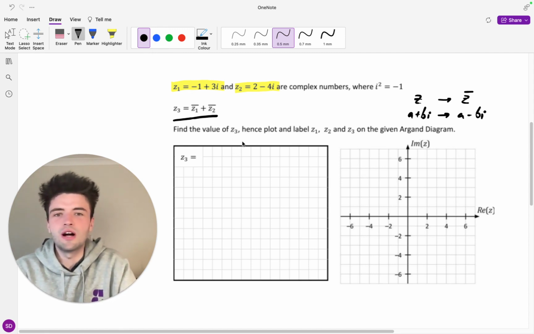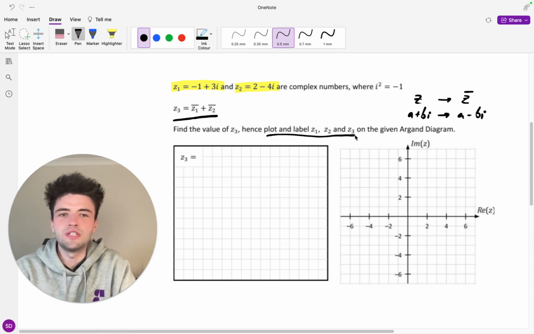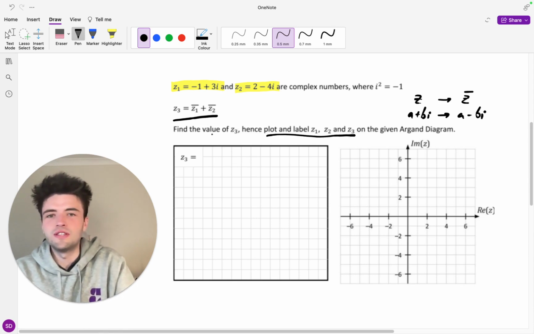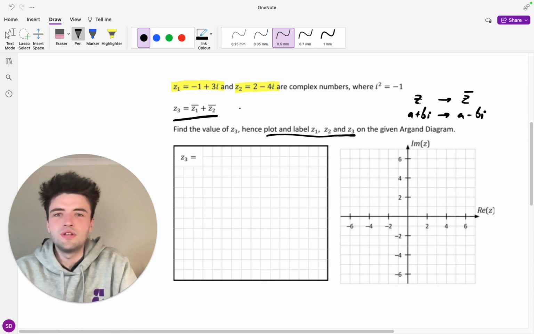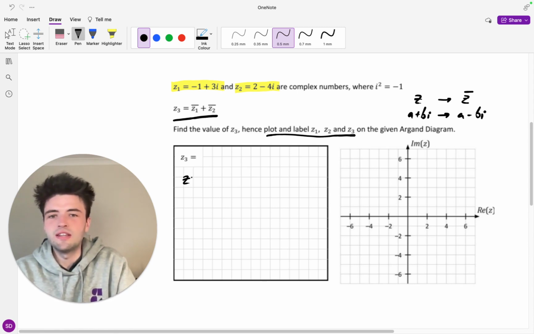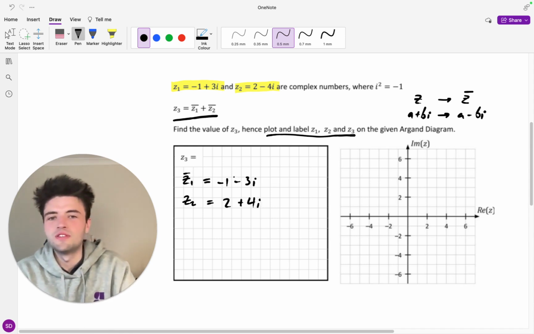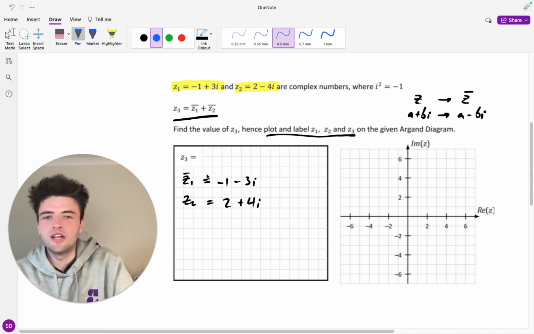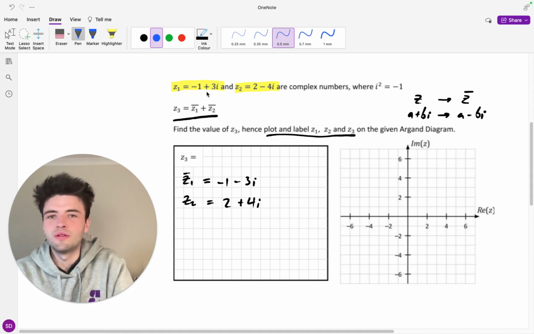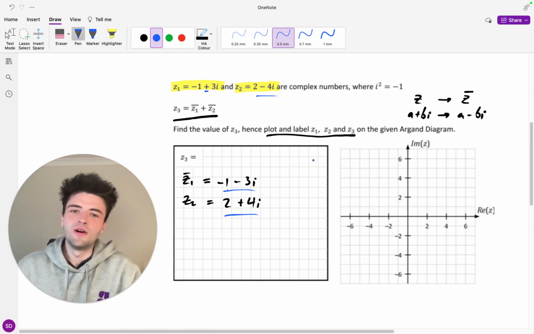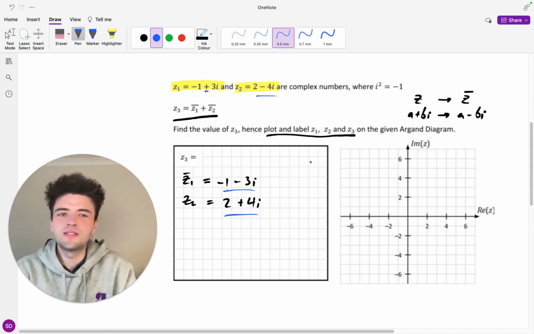So our goal here is to plot and label z1, z2, and z3. The first thing I'm going to do is find z3. To do that, I'm going to first of all find the conjugates of z1 and z2. And so here are the values of the conjugates of z1 and z2. Literally just changing the sign in the middle, so it went from minus 1 plus 3i to minus 1 minus 3i for the conjugate of z1, and then for z2 we just changed the 2 minus 4i to a 2 plus 4i.